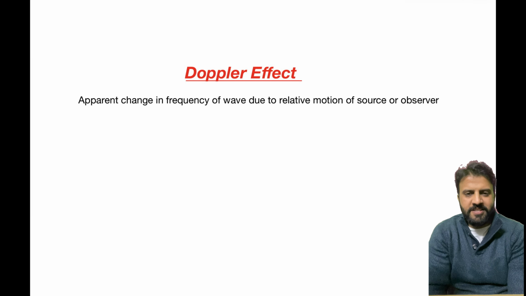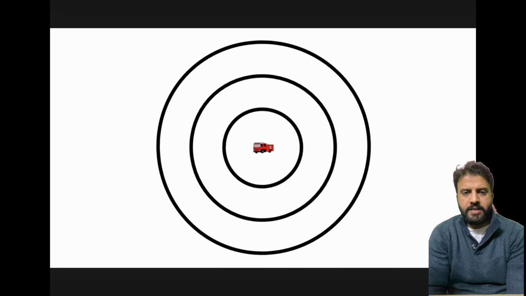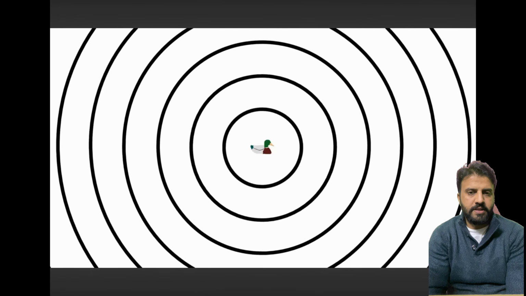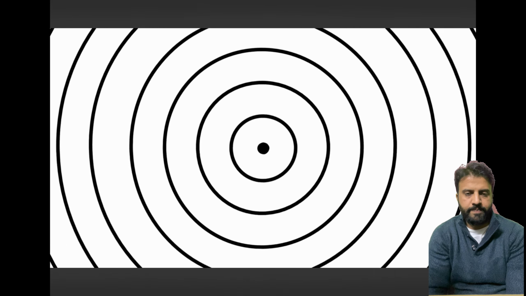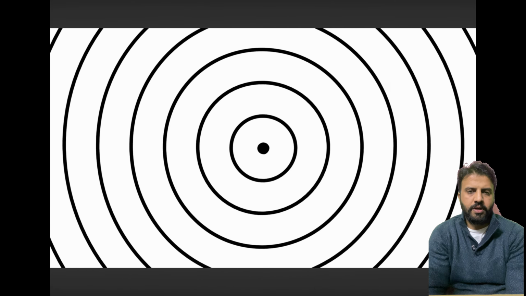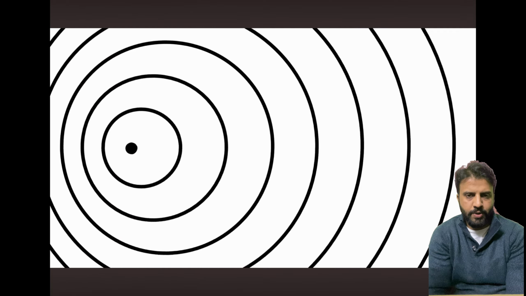Hey everyone, so let's discuss and explain the Doppler effect in the most simplified way. Let's consider this is the source that is emitting waves of sound or light. When this source is at rest, the waves will look like this. When this source starts moving in one direction, the waves on one side will be of a higher frequency than the actual, as compared to the other side.